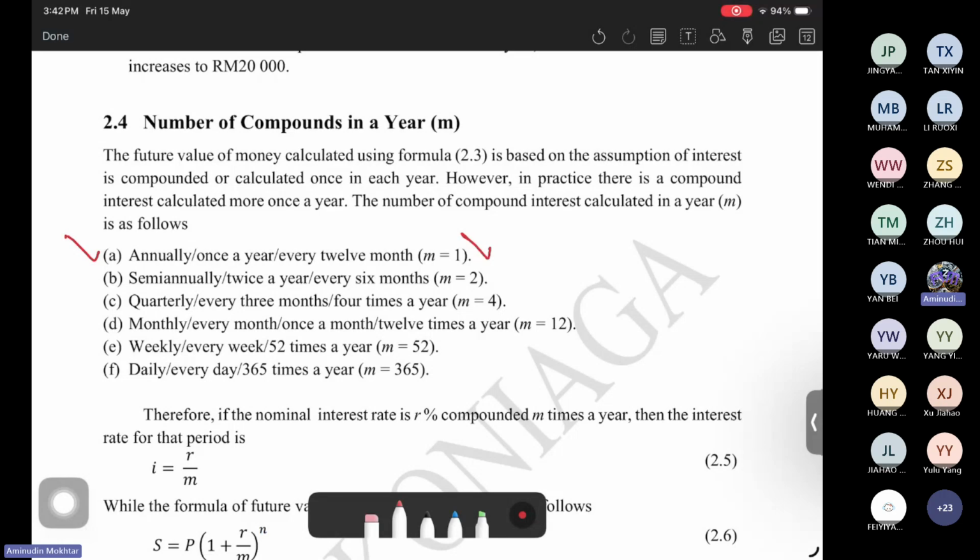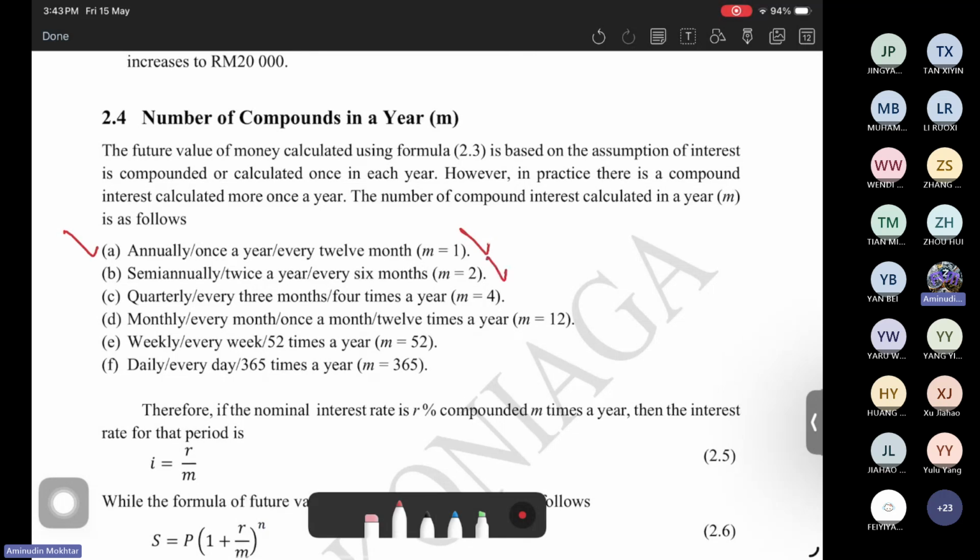Or the second one, the interest rate can be calculated twice a year, every 6 months, for m equal to 2. We call it semi-annually.